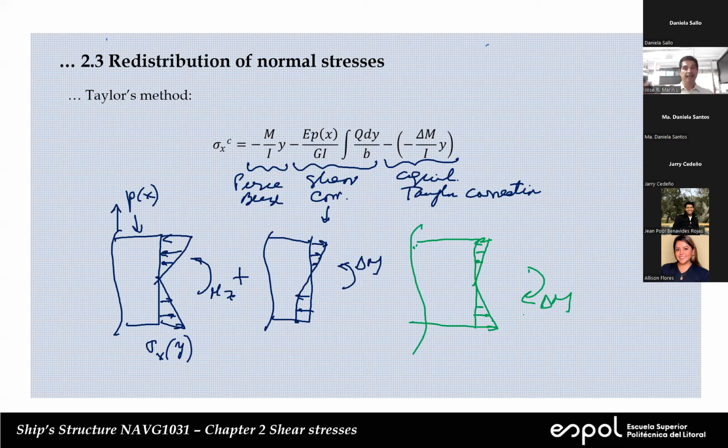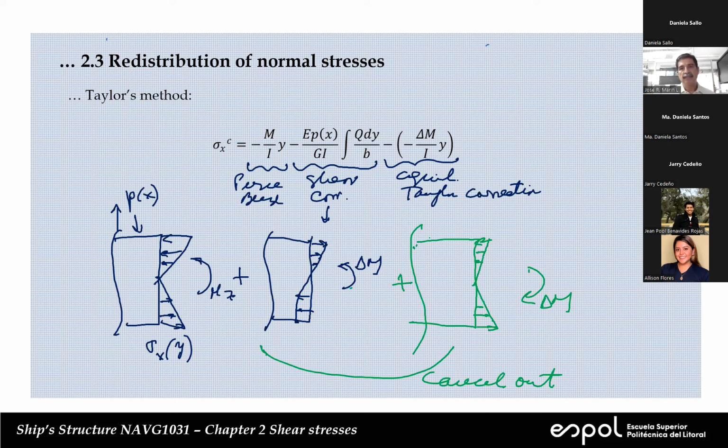If you add the three effects, what happens? The second and the third cancel each other, and eventually you obtain the bending moment. So this term here and this term here cancel out. And this is going to be the net moment, the moment that we need, right? But these distributions produce something which takes us away from the original normal stress distribution that we calculated using the kinematic hypothesis, okay?